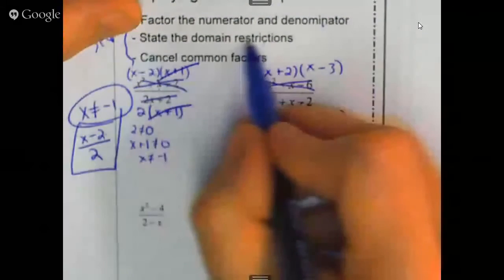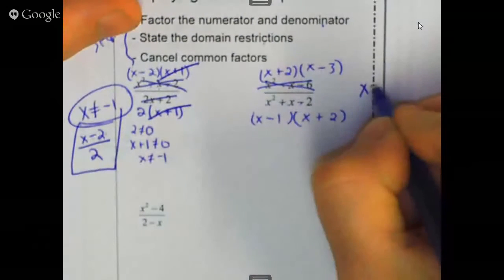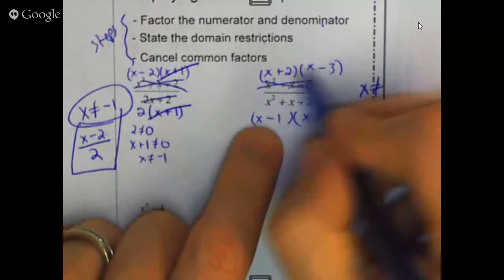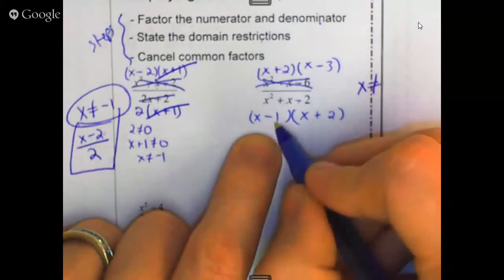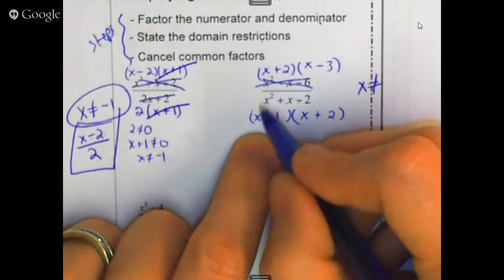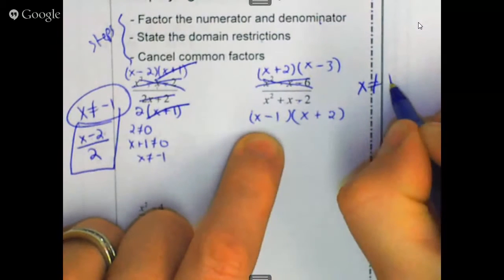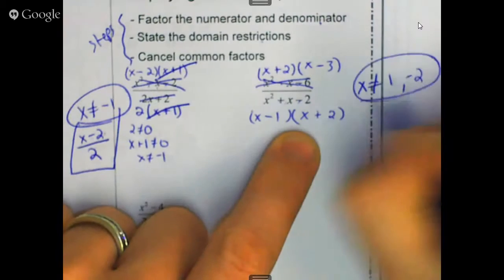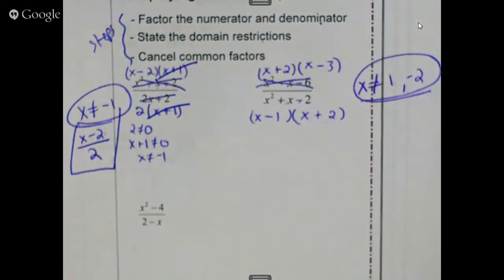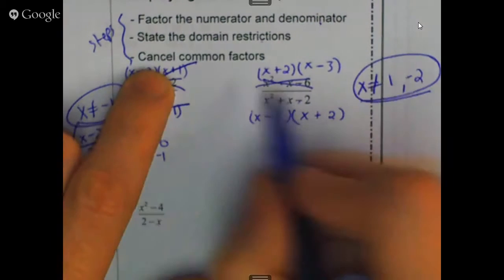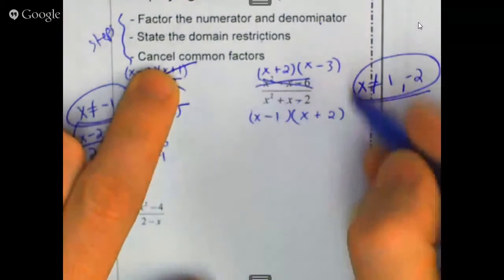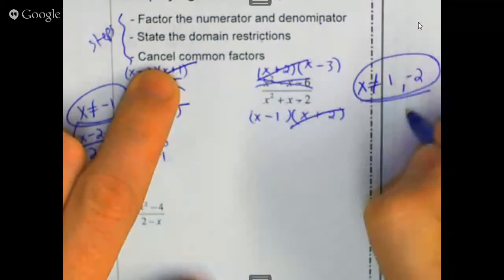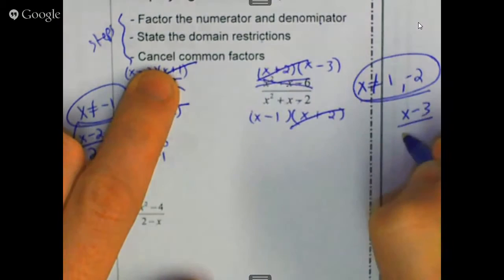Step 2, state the domain restrictions. So x cannot be, well, I don't care about the top. I care about the bottom. What makes this 0? That would be a plus 1. What makes this portion 0? A minus 2. So there are your domain restrictions. Then step 3 will be cancel common factors. So cancel, cancel. You get x minus 3 over x minus 1.